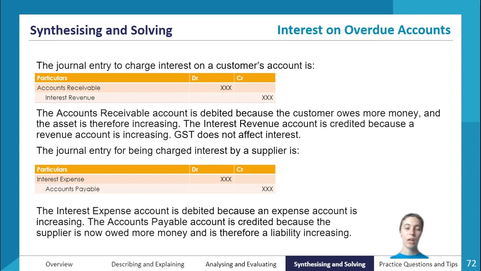Now, the general journal entry for being charged interest by a supplier is interest expense is increasing because you have to pay more of that. It's a debit account that is going up. And the accounts payable is also going up because you're going to owe more money. And that's a credit account that's increasing, which is why it's credited.